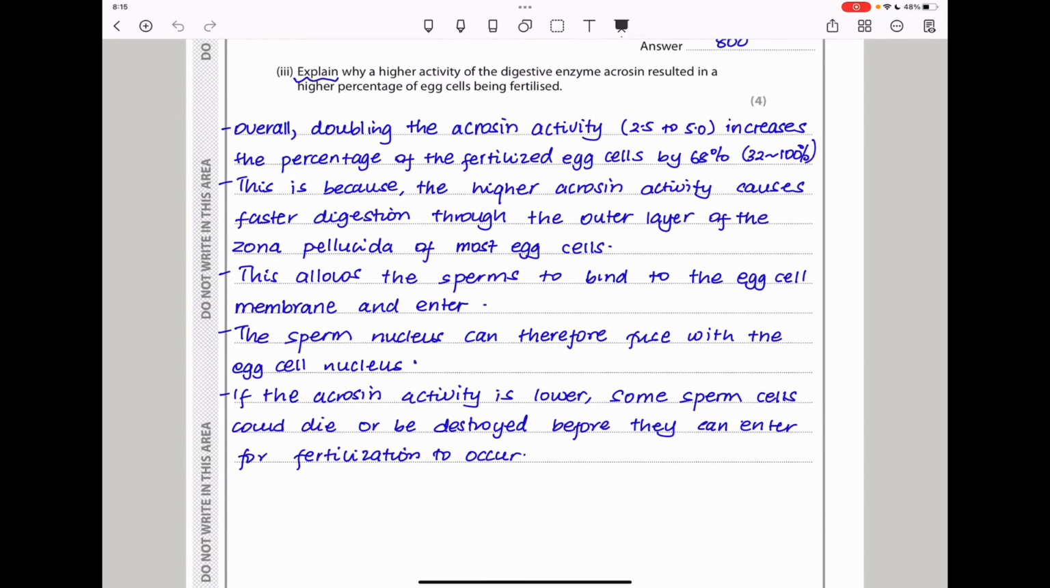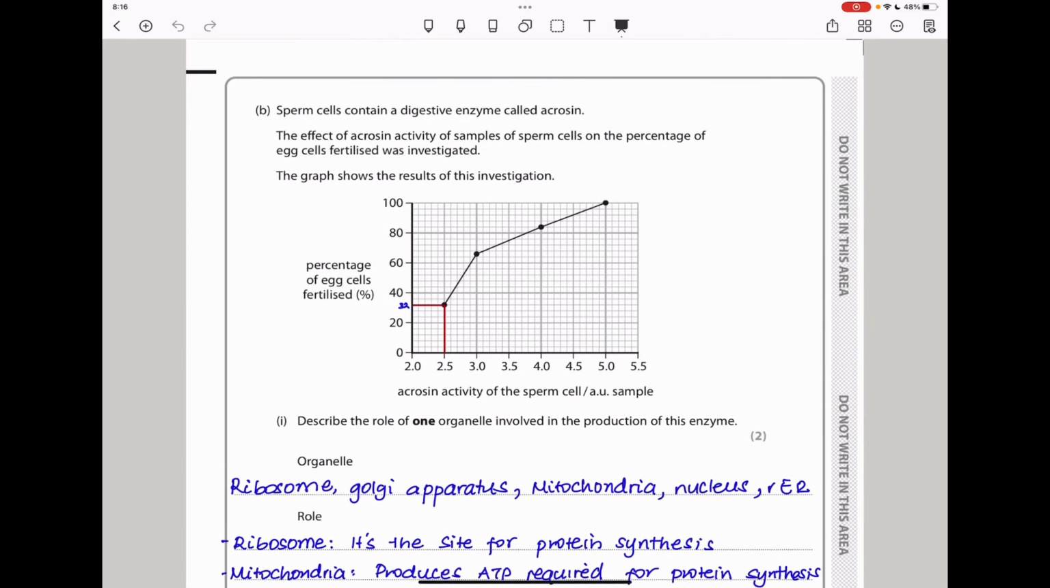Here they're going to say, explain why a higher activity of the digestive enzyme acrosin resulted in a higher percentage of egg cells being fertilized. Now, if you look back again at the graph, let me take you back. Beginning from 2.5 to about 5, this one here to 5, that is a doubling. From 2.5 to 5 is a doubling. When you double the acrosin activity, we can see the percentage increases from 32 to 100, which is an increase of about 68%.